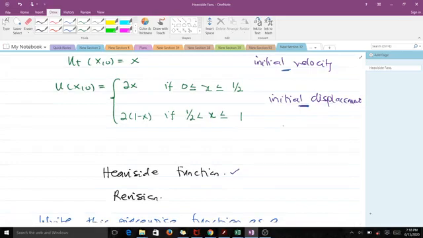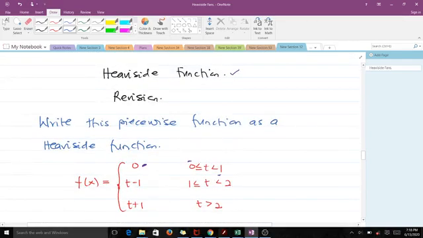So whenever we have a piecewise function, what we do is that we use the Heaviside function on the piecewise function. Okay, so we introduce the Heaviside function. So let's quickly revise something small in the Heaviside function, which will help us to be able to write this in that form. So we are to write this piecewise function as a Heaviside function.